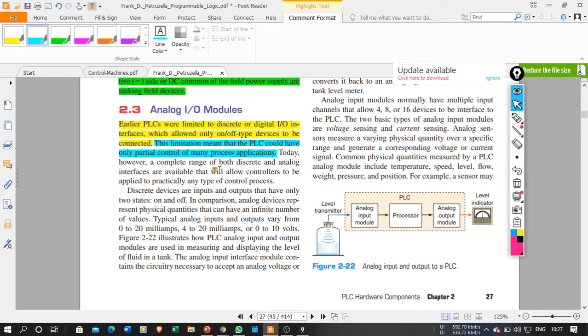Today, however, a complete range of both discrete and analog interfaces are available that will allow the controller to be applied to practically any type of control process. Discrete devices are inputs and outputs that have only two states.